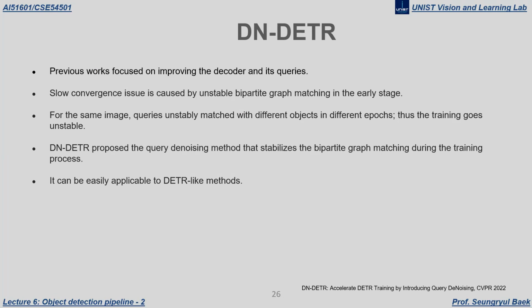So far, previous works focused on improving the decoder by improving their queries, right? But this DN-DTR is proposing another scheme to improve the training of the DTR. It also accelerates the training of the DTR. So they are pointing out that the bipartite graph matching is not successful, and it hinders the fast convergence, okay?